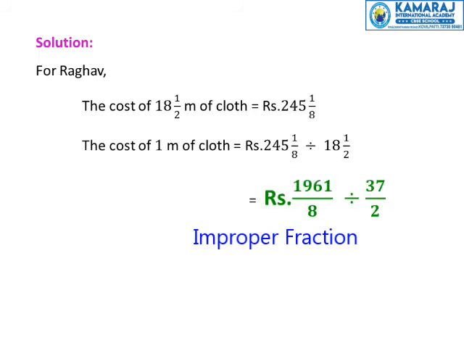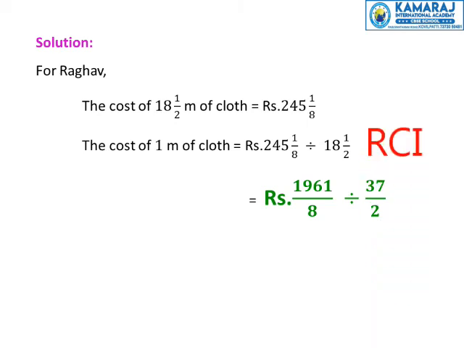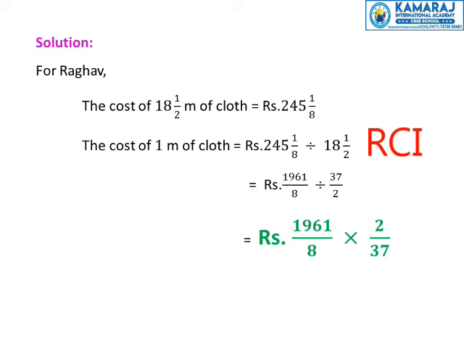we can write 1961 by 8 divided by 18 1 by 2. We can convert that into 37 by 2. So it is rupees 1961 by 8 divided by 37 by 2. This is the improper fraction. So next we can use the KCF rule. For the first one we write the same thing, rupees 1961 by 8, and then change the symbol, so division is changed into multiplication. Next, the inverse of 37 by 2 is 2 by 37. So it is 1961 by 8 into 2 by 37.